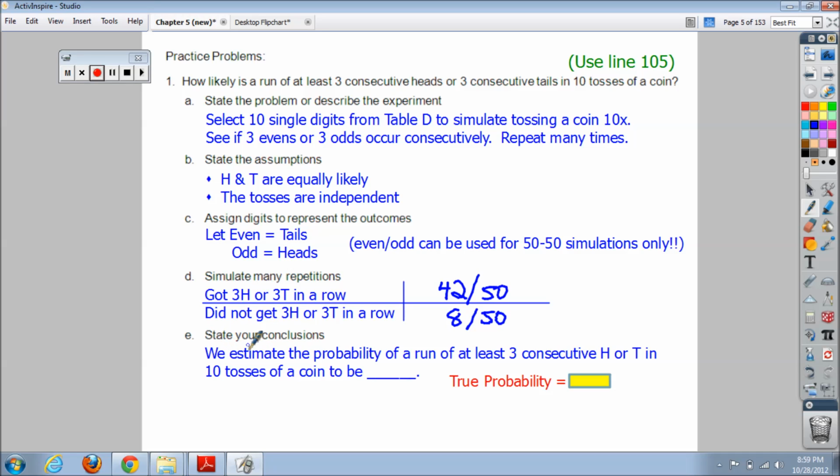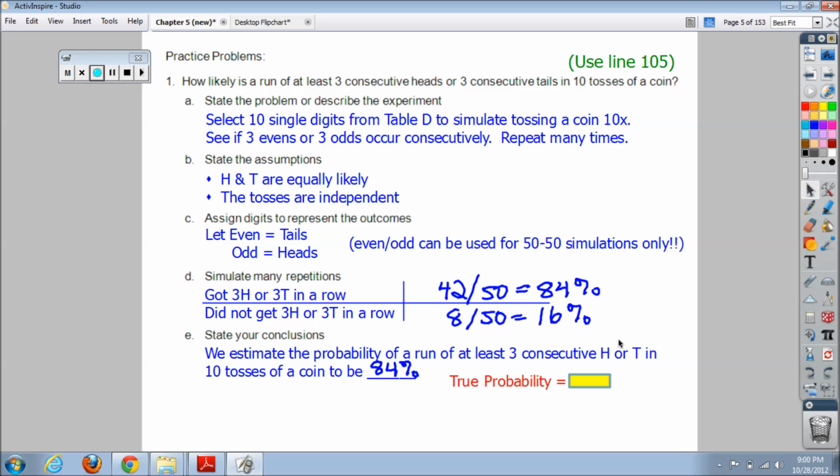So my conclusion is we estimate the probability of a run of at least 3 consecutive heads or tails in 10 tosses of a coin to be, now this is where I'm going to get my probability from, it happened for me 84% of the time. It didn't happen 16% of the time. So my probability that I would estimate based on my simulations is 84%.